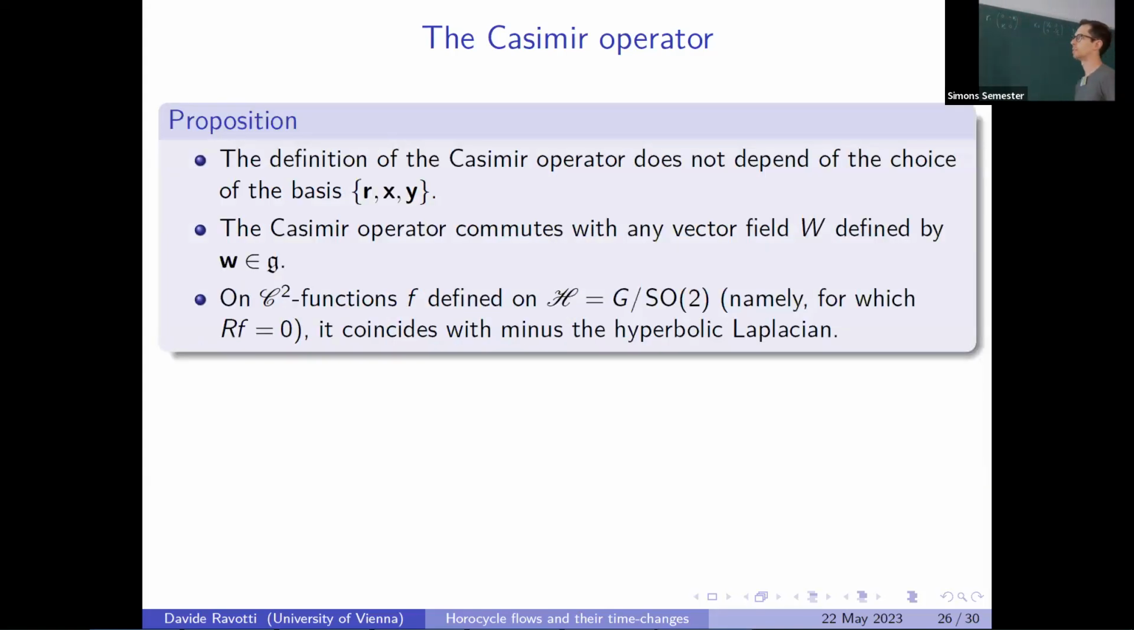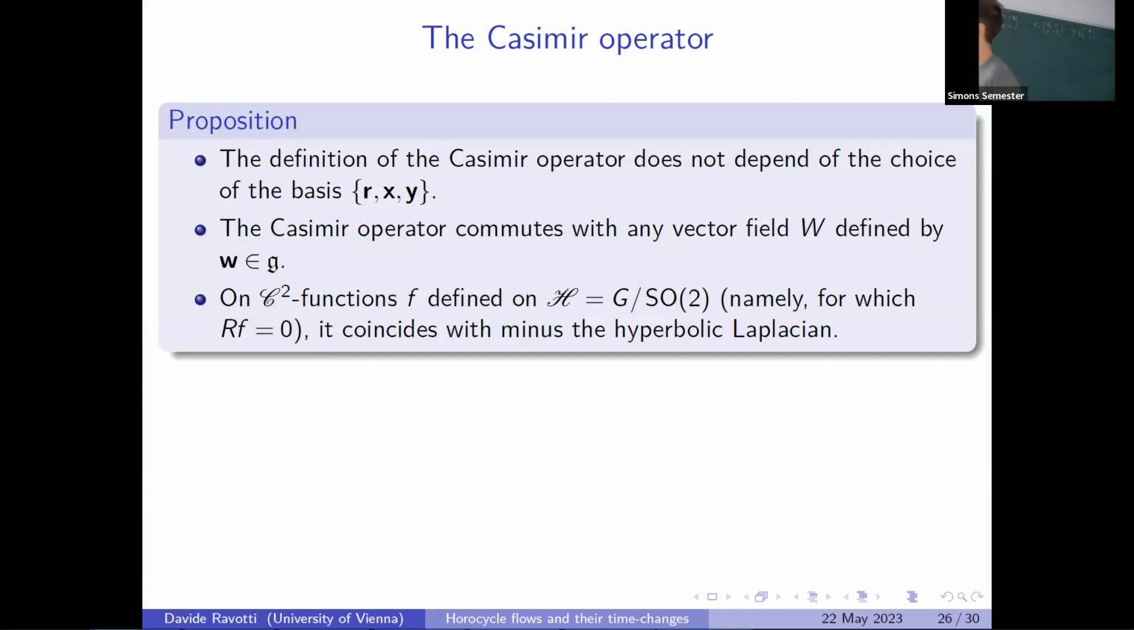I want to mention some properties. The first property that we need to observe to make sure that this is a good definition is that, although I fix the basis to define the Casimir operator, the definition is independent of the choice of the basis. So it's a good object to look at. A very important property is that it commutes with all vector fields, all left invariant vector fields, all vector fields coming from elements of the Lie algebra that you can take.